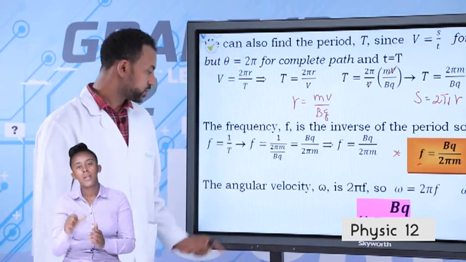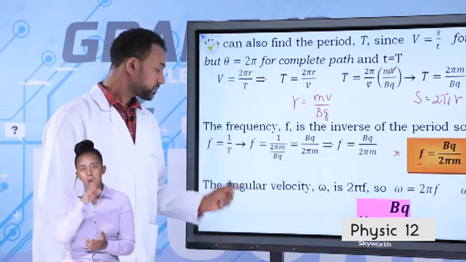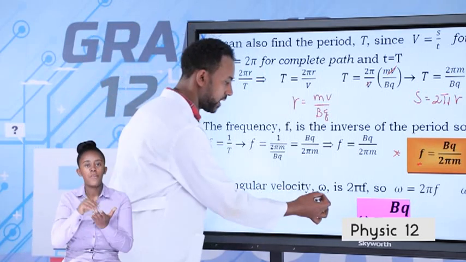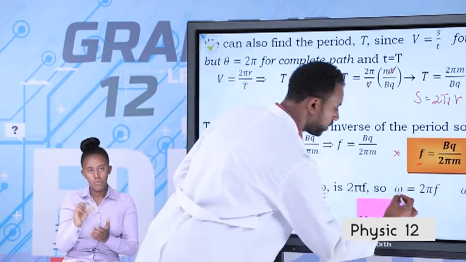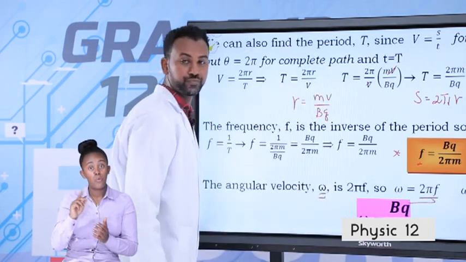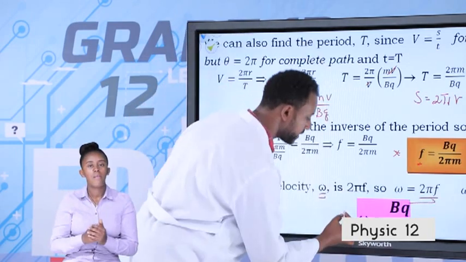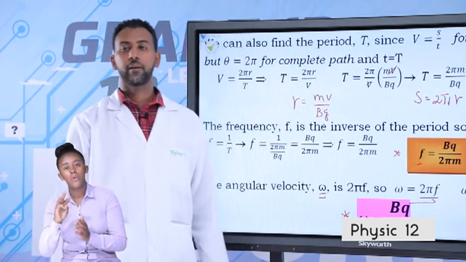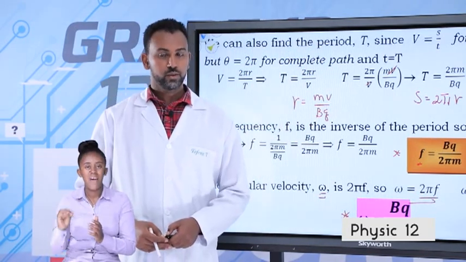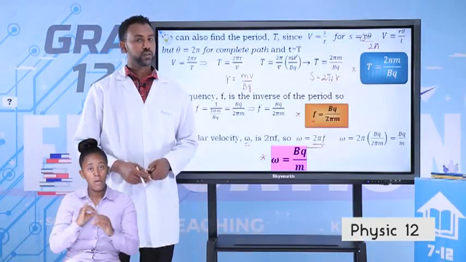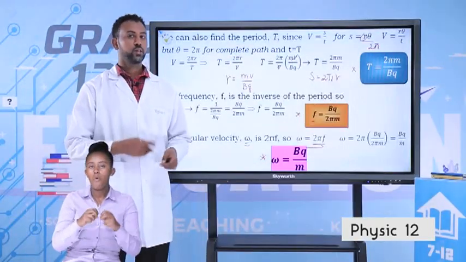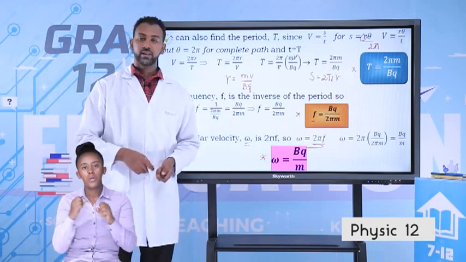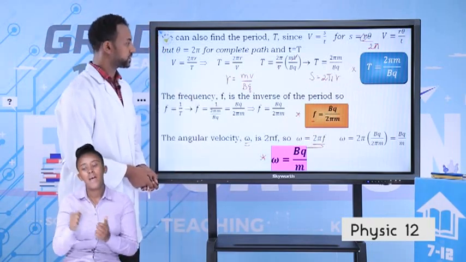And the other concept is that it's also possible to find the angular velocity, sometimes known as angular frequency, omega, small omega. So omega is equal to 2 pi f. So you can find an expression: omega is equal to bq over mass m. Students, I want you to try to solve some problems and find exercises on those equations in your textbooks. Now let's proceed to the other subtopics.